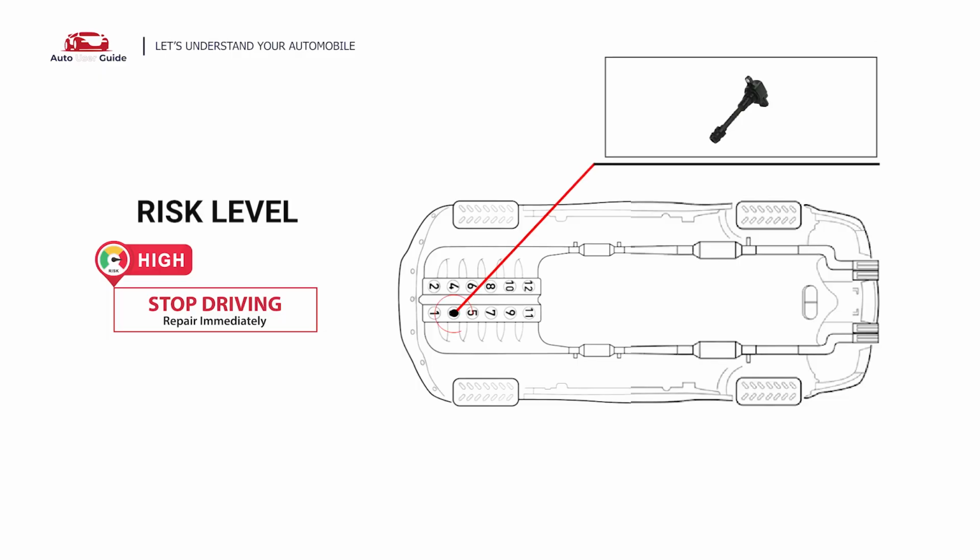This engine code indicates that the problem is specifically related to the cylinder number 3 ignition coil. This code indicates a problem within the ignition coil or its circuit, potentially on the primary PCM side or secondary spark plug side of the circuit. Under this circumstance, stop driving and repair your vehicle immediately.